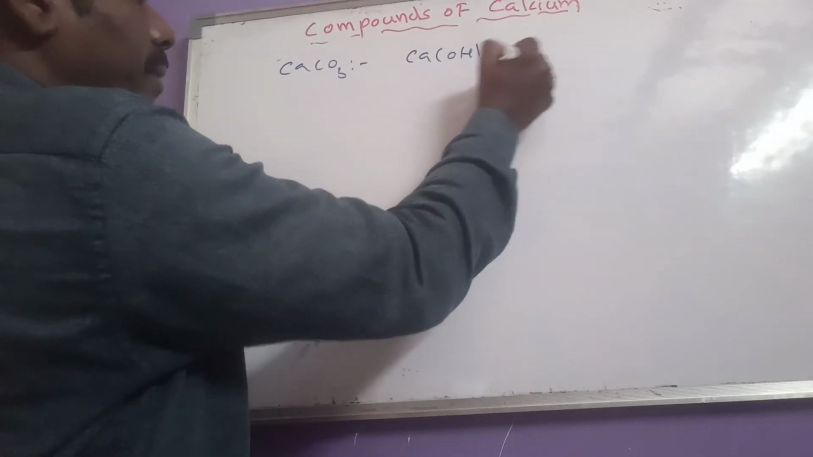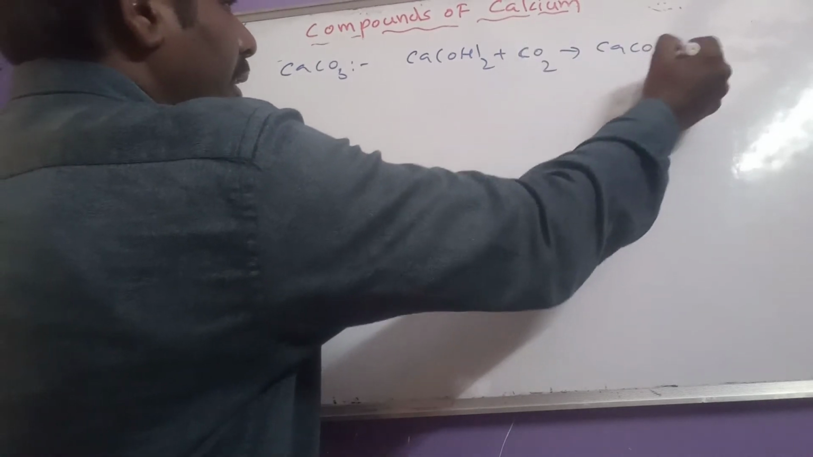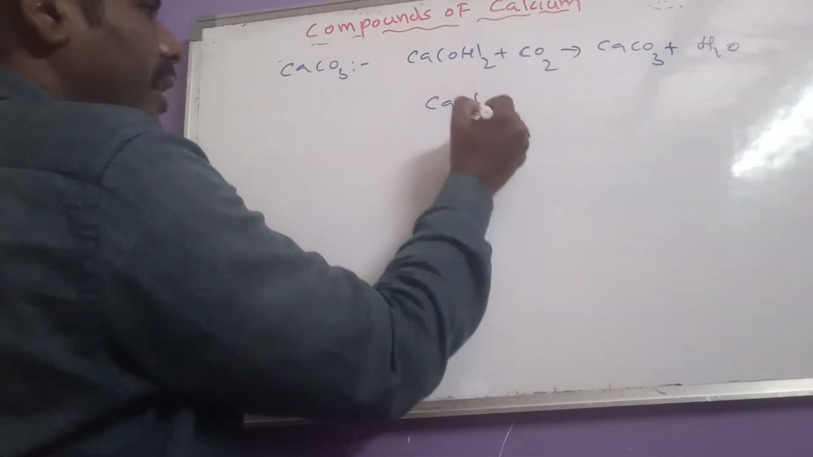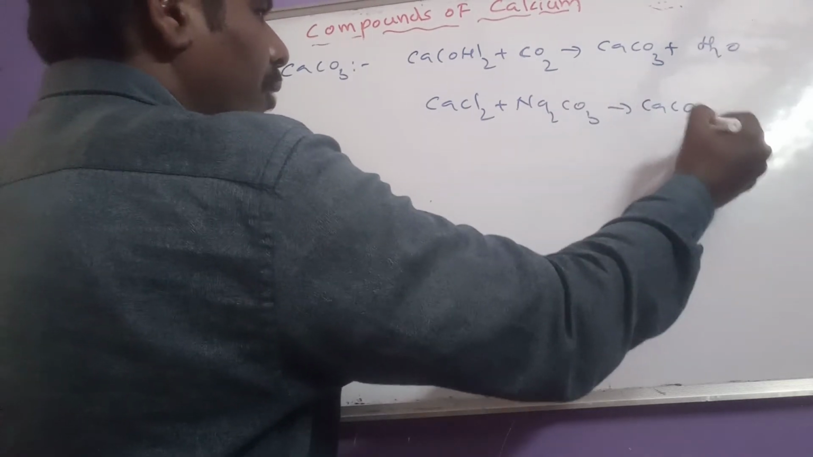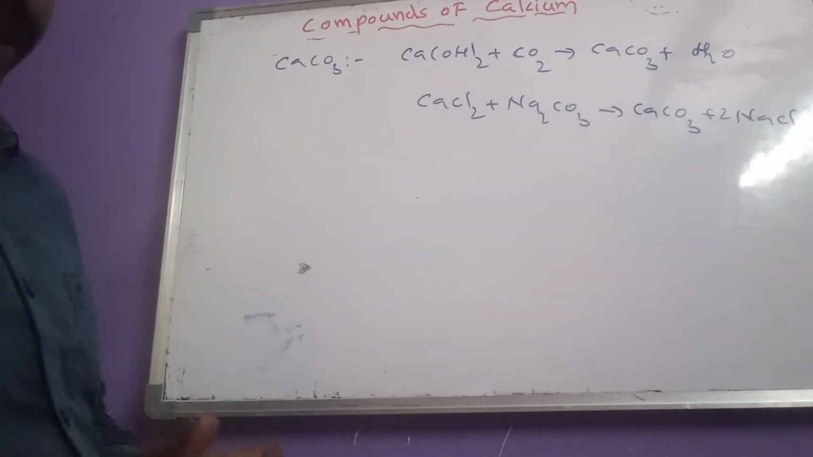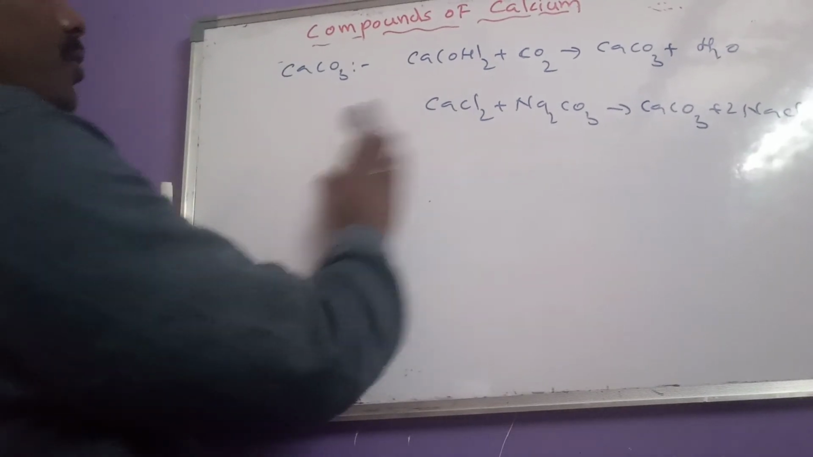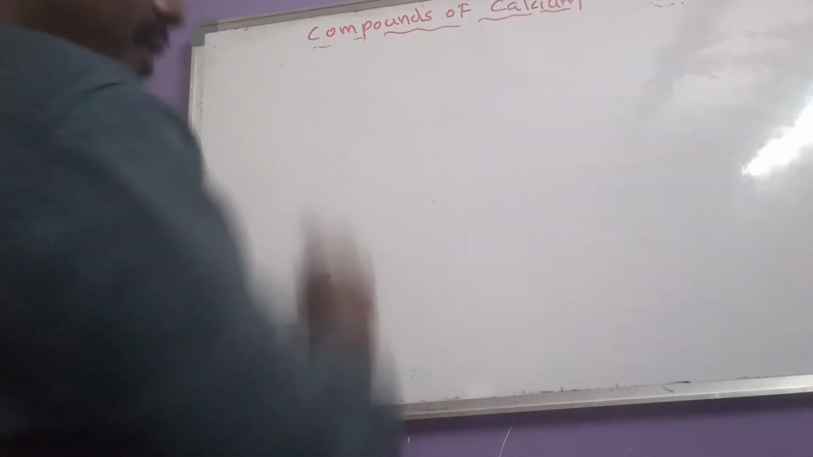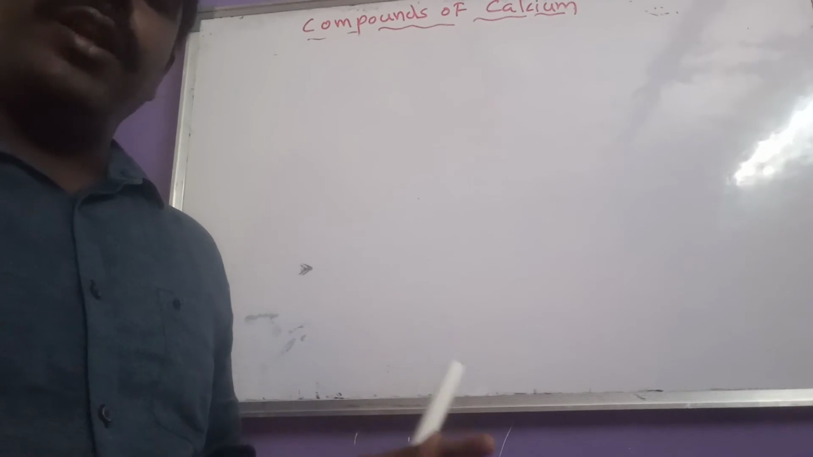Calcium hydroxide when treated with carbon dioxide gives CaCO3 plus H2O. Otherwise, calcium chloride when treated with Na2CO3, then also we can get CaCO3. So these are the preparation methods of limestone, calcium carbonate. Now let us see the properties and uses of calcium carbonate. It is a white fluffy powder and it is almost insoluble in water.